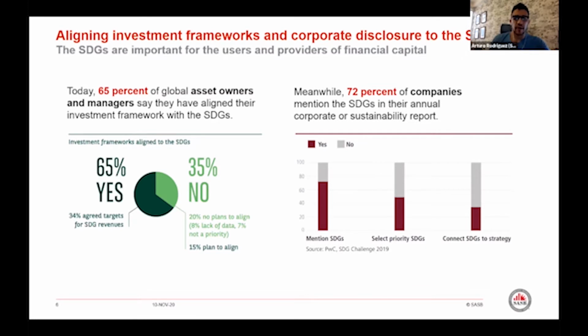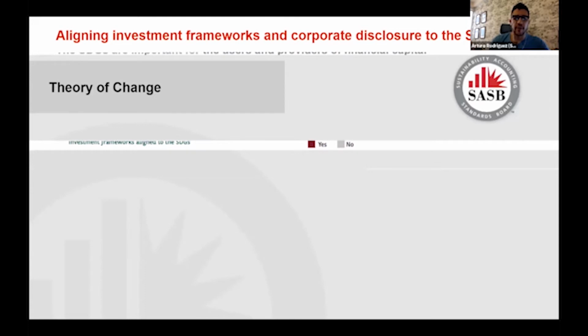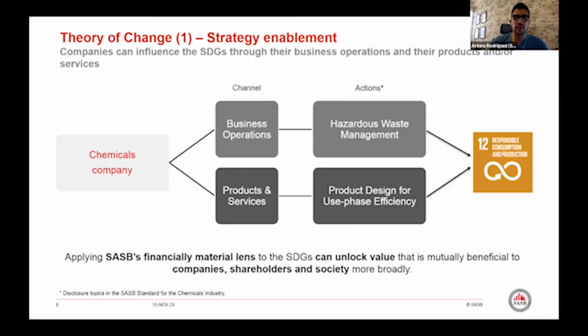So let me switch gears a little bit and talk a little bit about the theory of change expressed in the SASB publication on the SDGs. First of all, the first thing that we put forward on that theory of change is that, of course, companies can influence the SDGs through their business operations as well as their products and services. So this is nothing new, I guess, but it's important to understand that there's two main avenues, right? Direct business operations, and then the ways in which you can align yourself through your products and services.